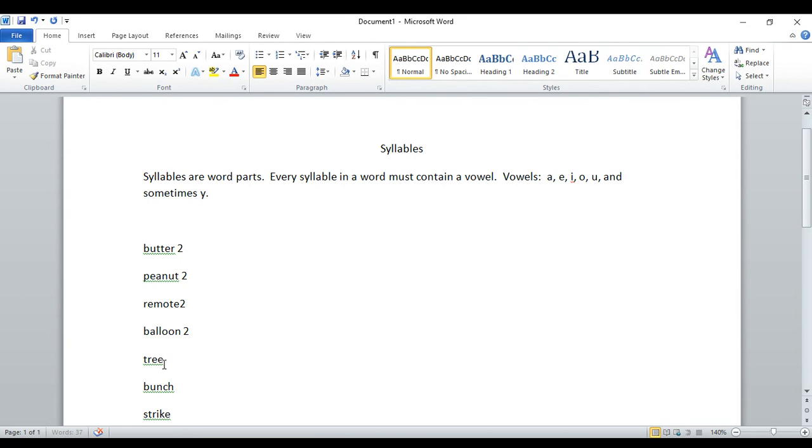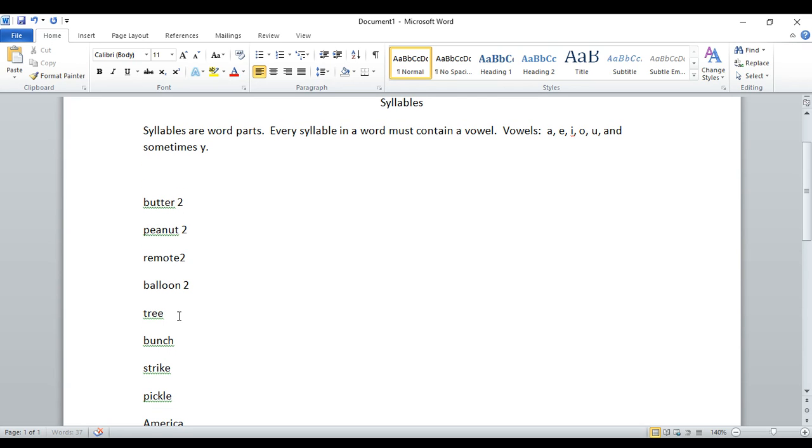The next one we have is tree, and it also has two vowels, but the two vowels work together so that they make a long E sound. And one of the reasons I wanted to put this one in is because some people want to say tuh-ree. But if you're speaking, you never say, oh, that is a tuh-ree out there. You would say, oh, that is a tree in my front yard. So this is a one syllable word.